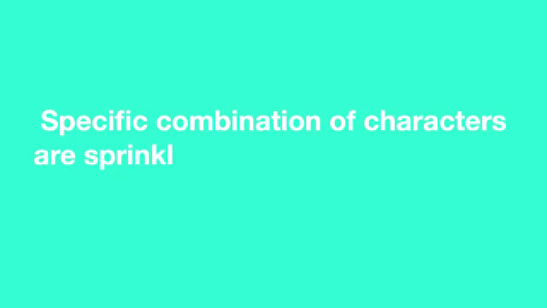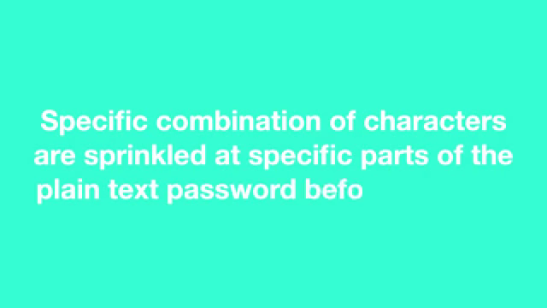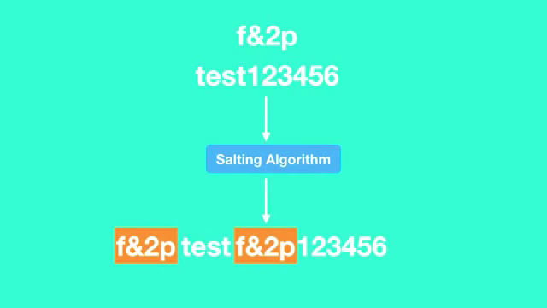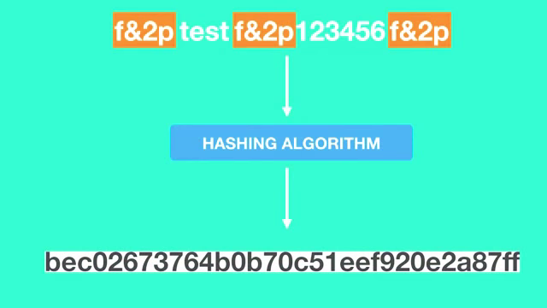A new technique called salting was introduced by security analysts to give hackers a hard time in cracking passwords. In this technique, a specific combination of characters is inserted at specific positions of the plain text password before hashing. Every company has its own salting algorithm and they don't make it public. For example, let's say Facebook's salting algorithm inserts the string f&2p at the beginning, after the third character, and at the end of the plain text password. After salting the password, the salted password is then hashed by a hashing algorithm.